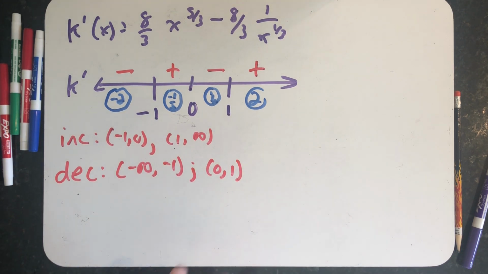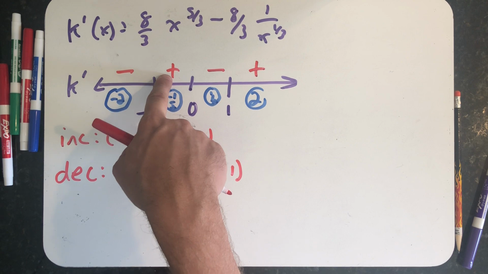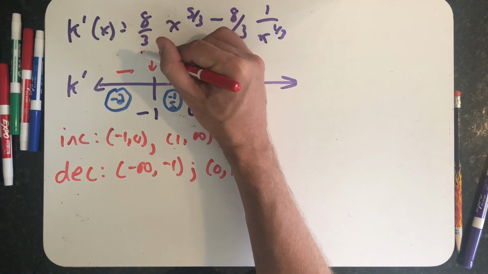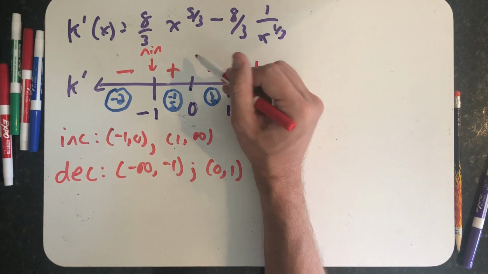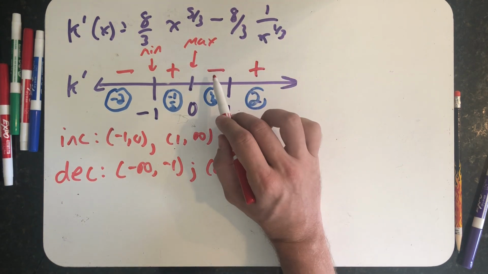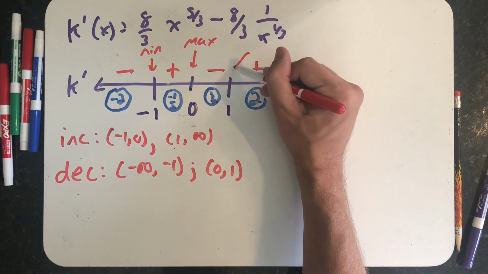All right, now let's think about the absolute mins and maxes. So I decrease until minus 1, and then I increase. So there's going to be a local minimum at minus 1. I increase and then decrease, so at 0 there will be a maximum. I change from a negative to a positive at 1, so that will be the location of another minimum.